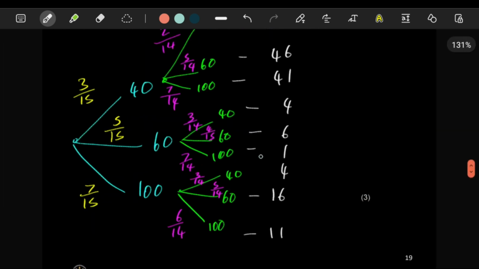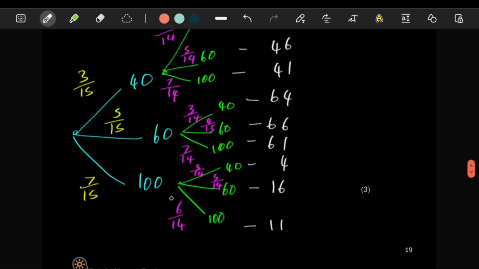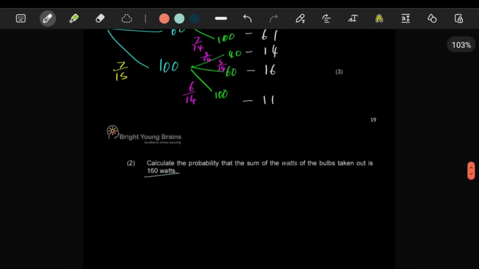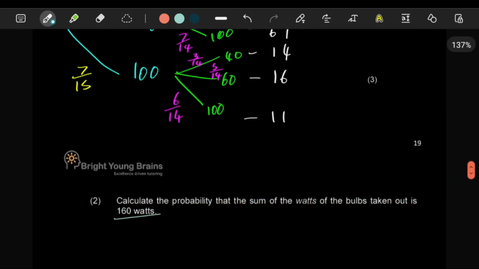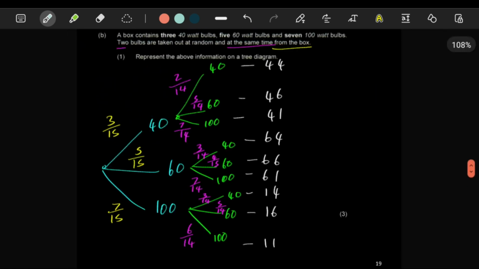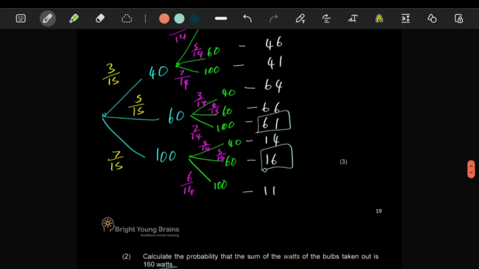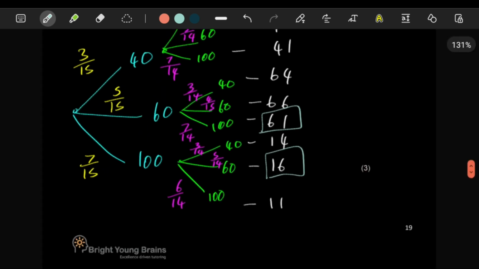Let's see. This is there. This is there. This is there. This here is like 6 4, 6 6, and 6 1. There's like 1 4, and so on. So they're saying what is the probability of you getting 160 watts as a combined watt from the bulbs that you pick? Well, you just have to circle whichever ones give you 160. So this gives you 160. This is also going to give you 160. Those are the only 2 options that give you 160, so you have to be careful. So the probability of that happening is going to be this probability plus this probability.